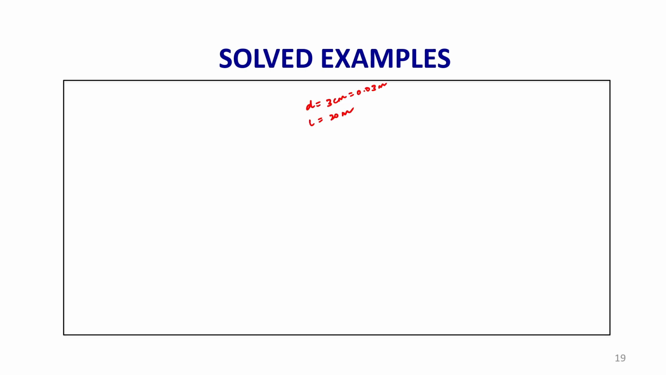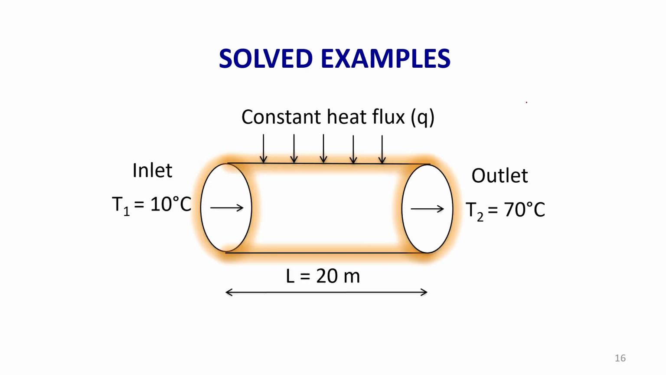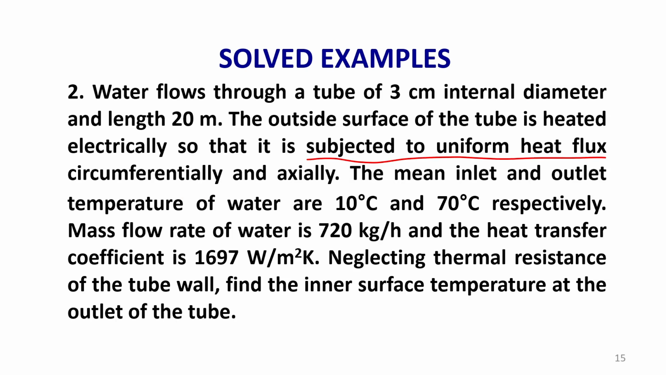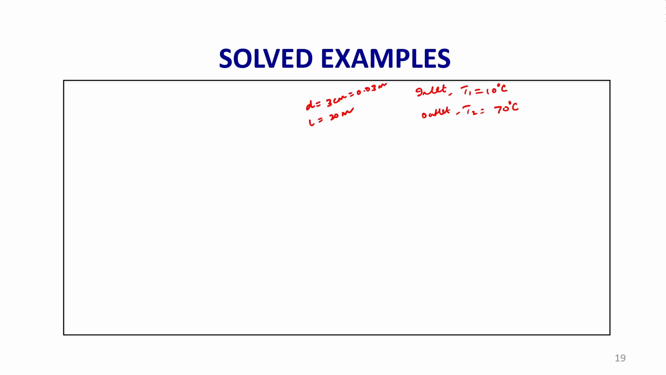T1 is inlet, we are taking 1. So, inlet temperature T1 is equal to 10 degrees centigrade, outlet T2 is equal to 70 degrees centigrade. Okay, the heat transfer coefficient is given, and the mass flow rate of the water is given as 720. The heat transfer coefficient H is equal to 1697 watt per meter square Kelvin.